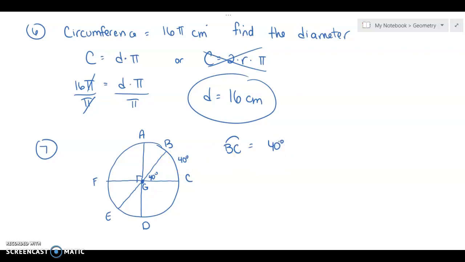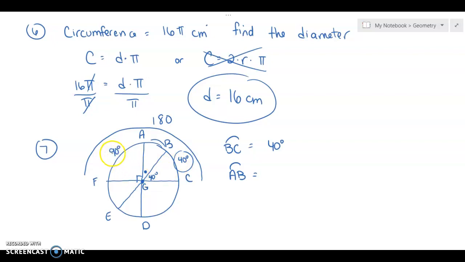Let's say that we wanted to find arc AB. Arc AB is going to be equal to this angle here. What we can do is utilize the fact that we know that FC is a diameter. This whole thing has to be 180 degrees. This arc here is 40. This arc here has to be 90.